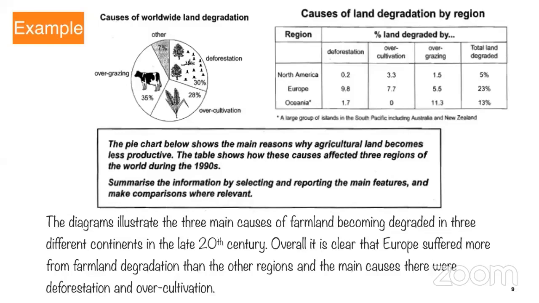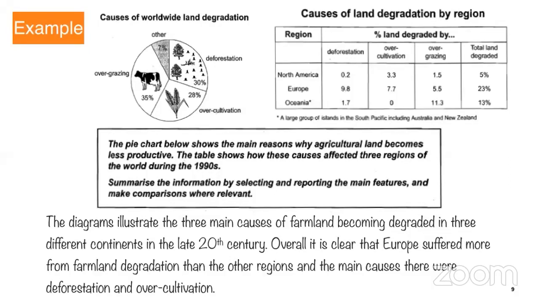In our example here, overall, it is clear that Europe suffered more from farmland degradation than the other regions. And the main causes there were deforestation and overcultivation. So that's your introduction. And the general overview is very important. It's part of the mark scheme. So if you don't do it, you will lose marks. Okay, so it's very important to put that general overview in place. Put it in the introduction. It's done, it's clear, you won't forget it, and you won't run out of time to do it.